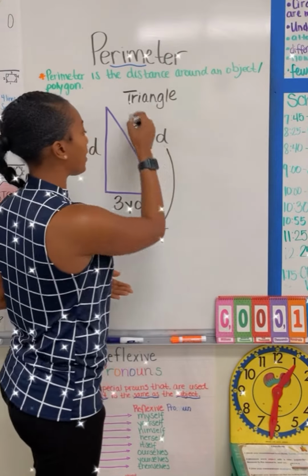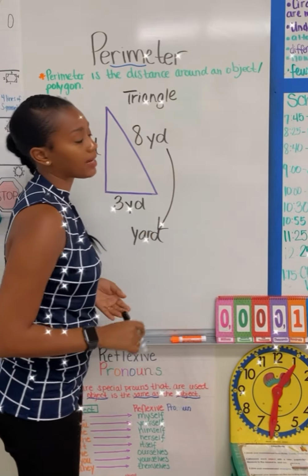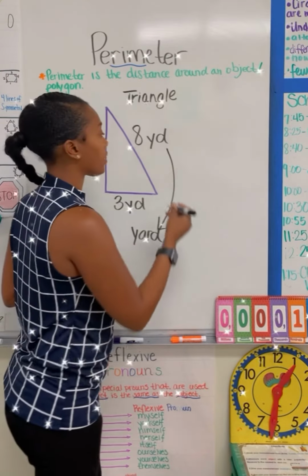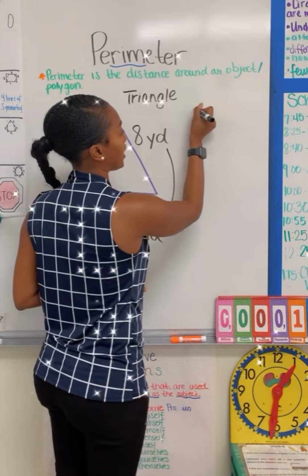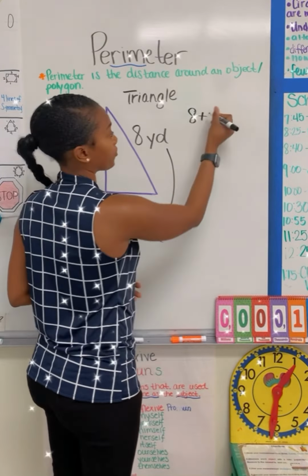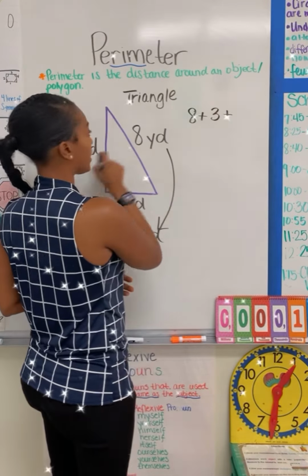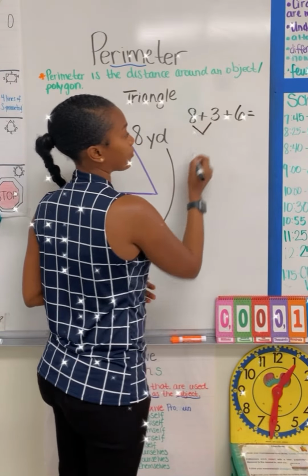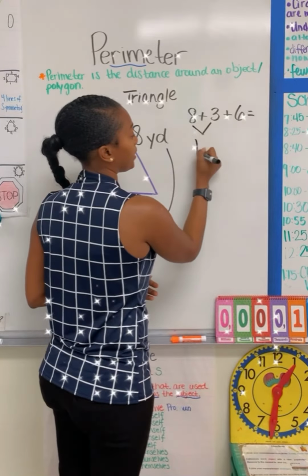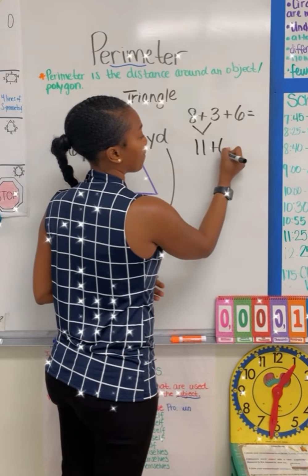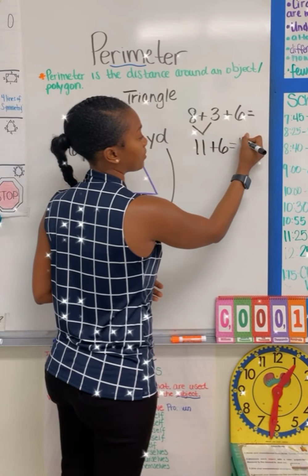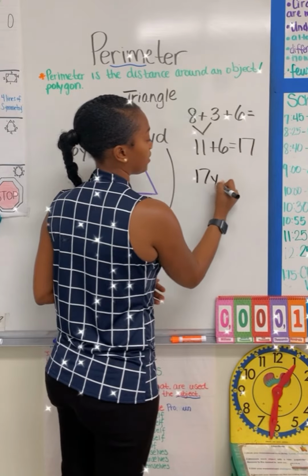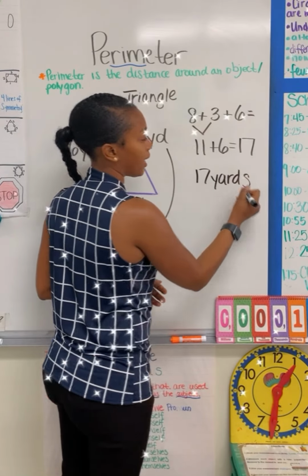So I'm going to do just like I did before. I'm going to add up each of my sides until I find the sum, and that sum is going to give me the perimeter. We have the first side, which is 8 yards, plus 3 yards, plus 6 yards. I'm going to add 8 and 3 together. That's going to be 11. 11 plus 6 is going to equal 17. I'm going to have 17 yards as my perimeter.